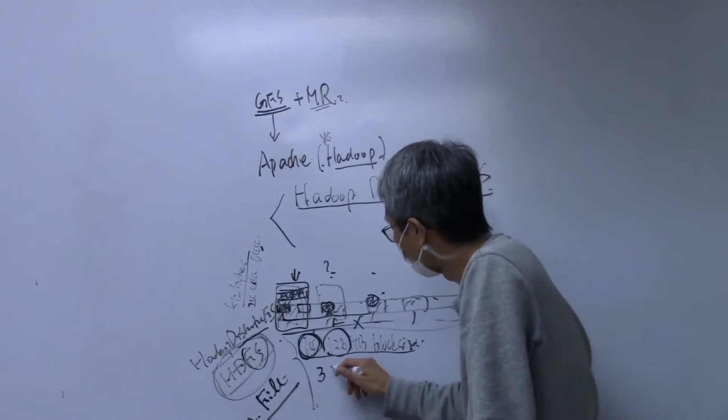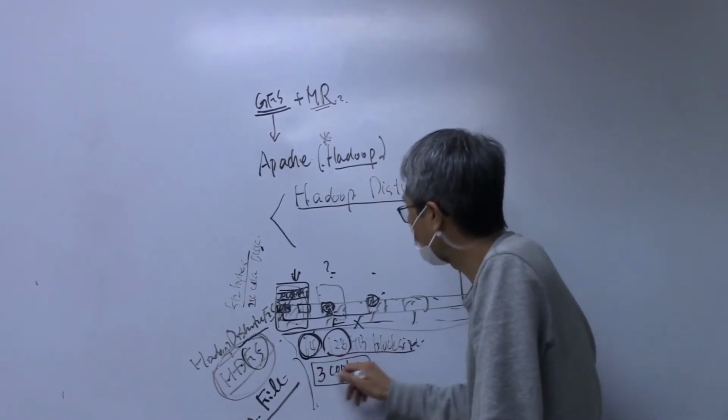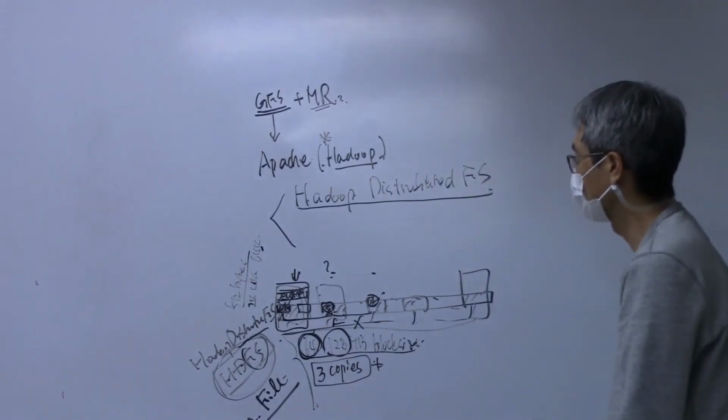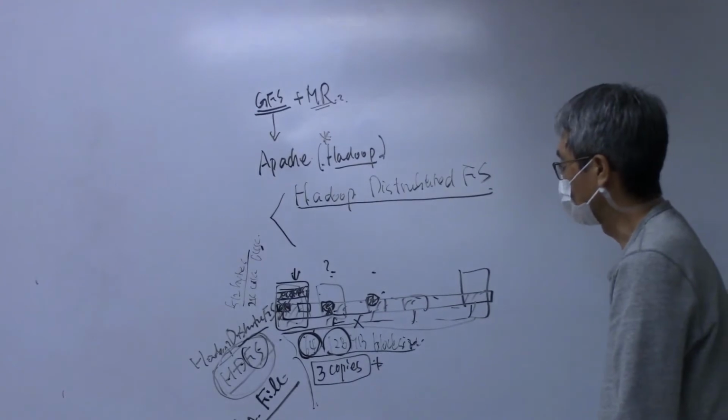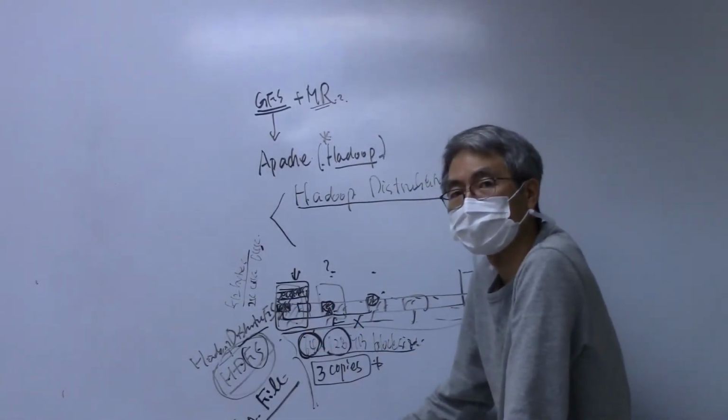So 3 copies. Depending on the settings, it can be more. 3 copies of the data. Okay. Then, what else? What other characteristics did we discuss?